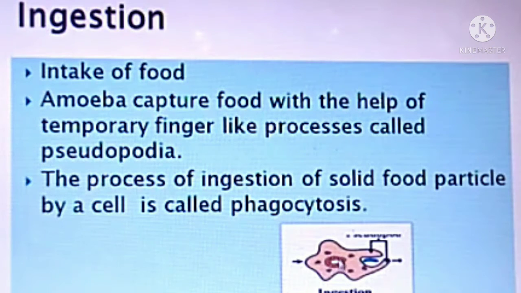So if the single cell is taking food inside its body, that process we call phagocytosis. Here it is a single cell. This single cell is engulfing a solid food particle inside its body. That process we call phagocytosis. How are they engulfing? By the extension of pseudopodia. It is the finger-like projection. The plasma membrane extends to form a finger-like projection. This projection we call pseudopodia. So the first step is ingestion, that means intake of food through phagocytosis.